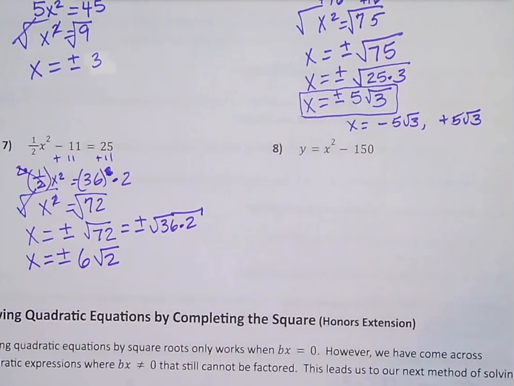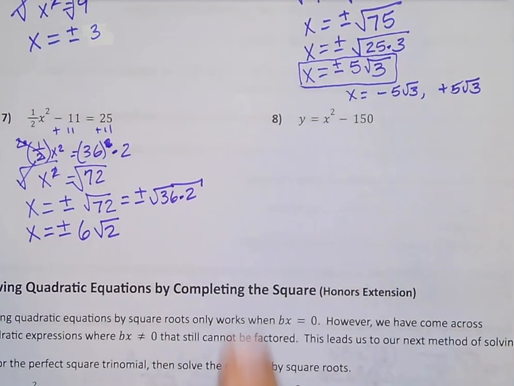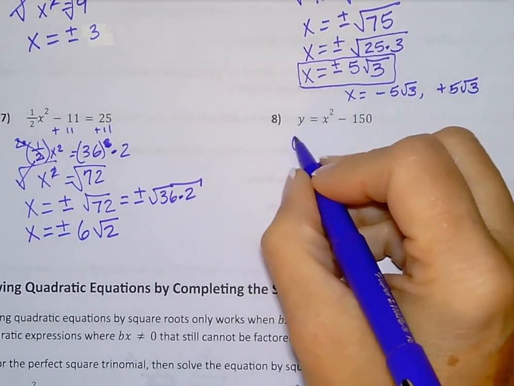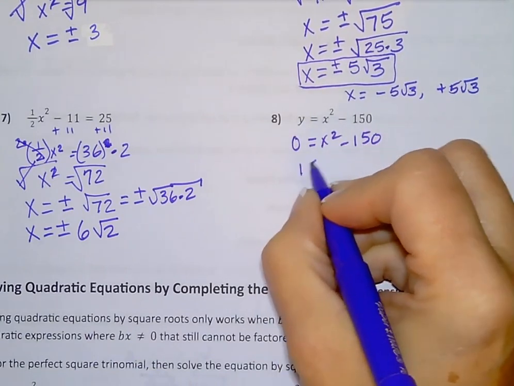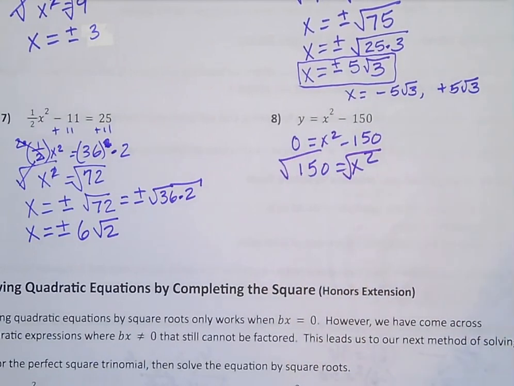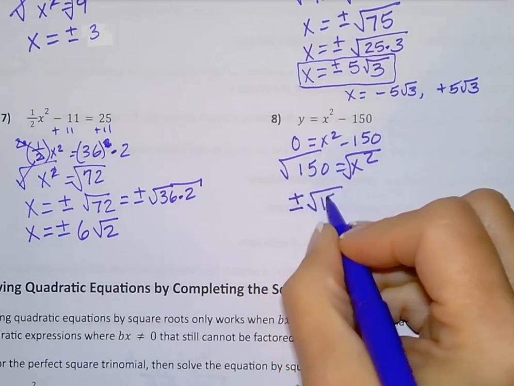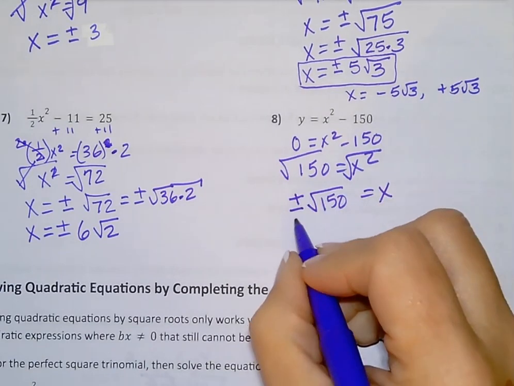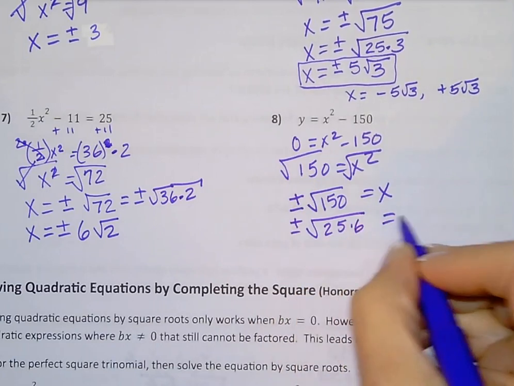Okay. Number 8, y equals x squared minus 150. Well, don't let that throw you, right? We know y, or the f of x, we know our final output has to be 0, so we're going to say 0 equals x squared minus 150. I'm going to add 150 to each side, so 150 equals x squared. Take the square root of each side. So I know I need positive or negative square root of 150 equals x. And I have to break up the square root of 150, positive or negative, the square root of 25 times 6. That all equals x.